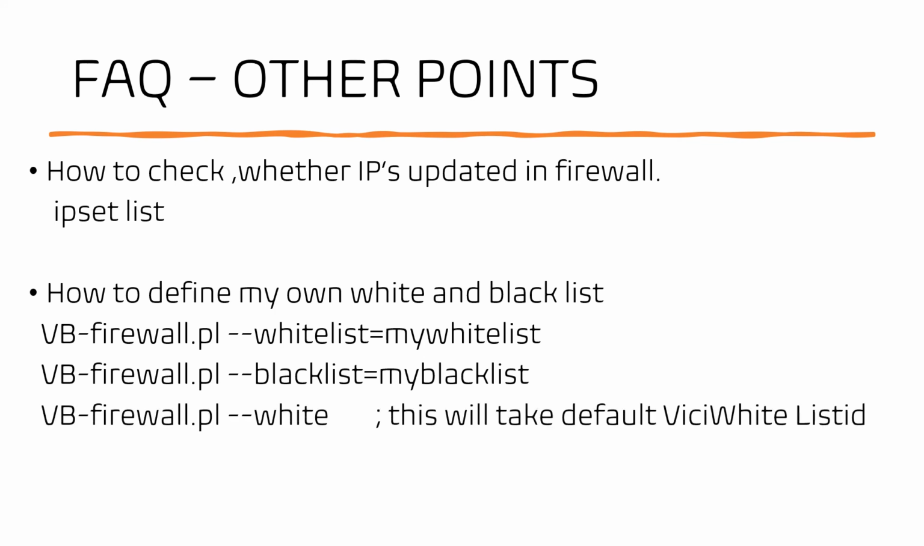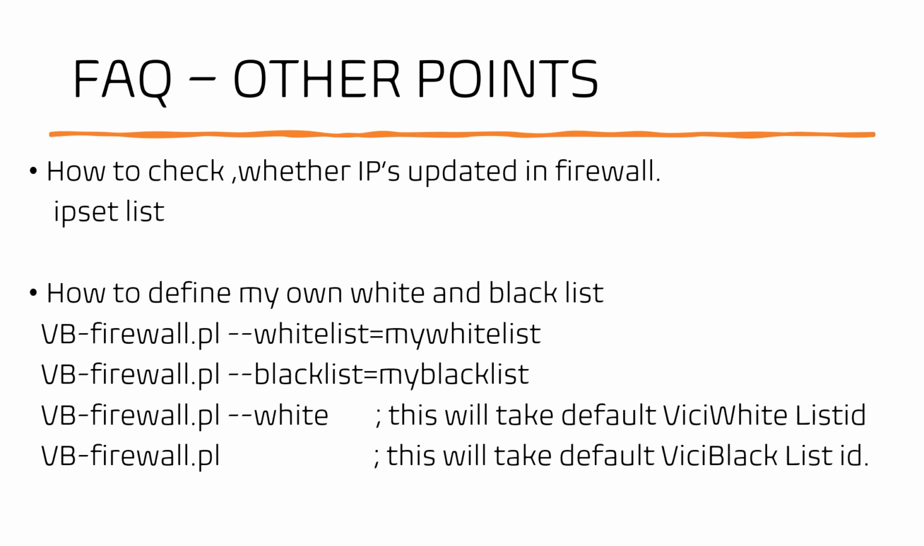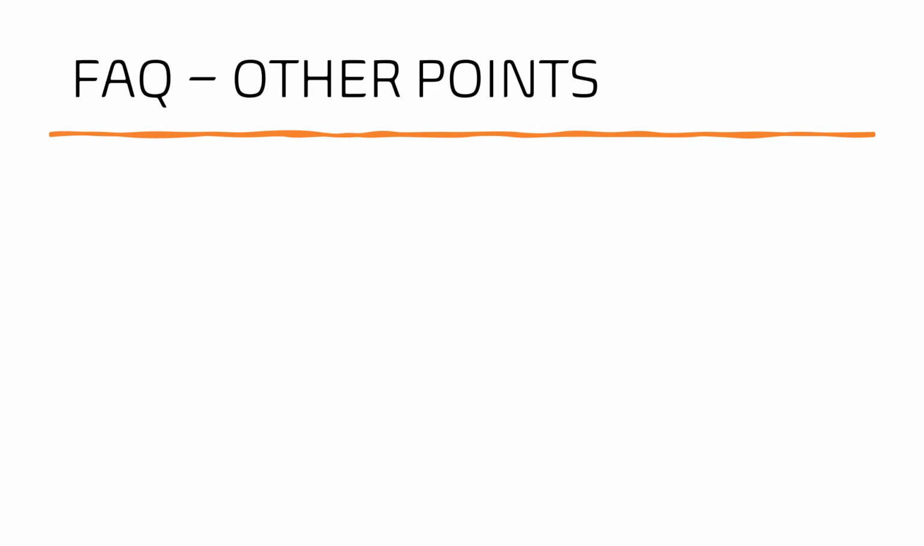If just the white flag is set, the script will take IPs from the VC whitelist. If no flag is set, the script will activate the blacklist firewall, and take the IPs from the default list VC Black. Here is the list of flags you can set in the Vicibox firewall script.